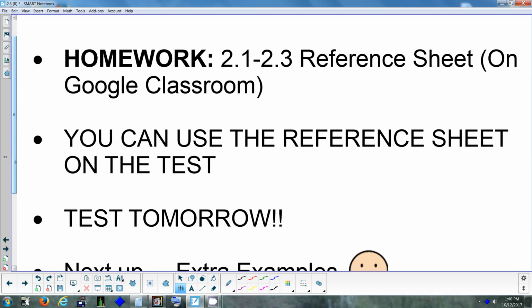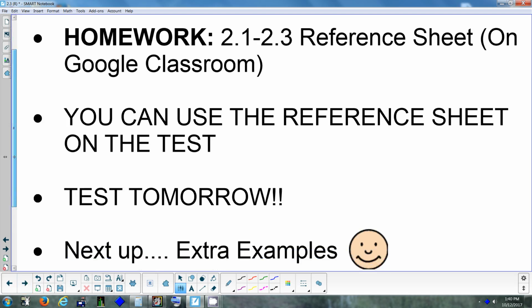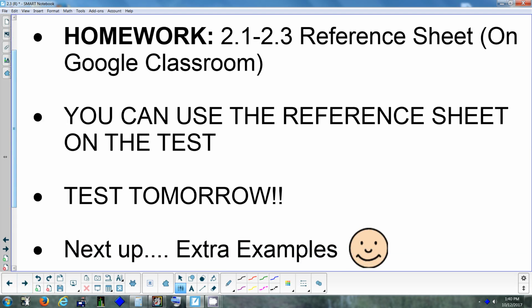All right, a couple of reminders before we have you try the extra practice. Reference sheet: in about 15 minutes, we'll give you some time to print it. If you can print it at home and you don't want to print it now, it's fine. We're giving you a chance in case your printer doesn't work or you're out of ink. You can use the reference sheet on the test.